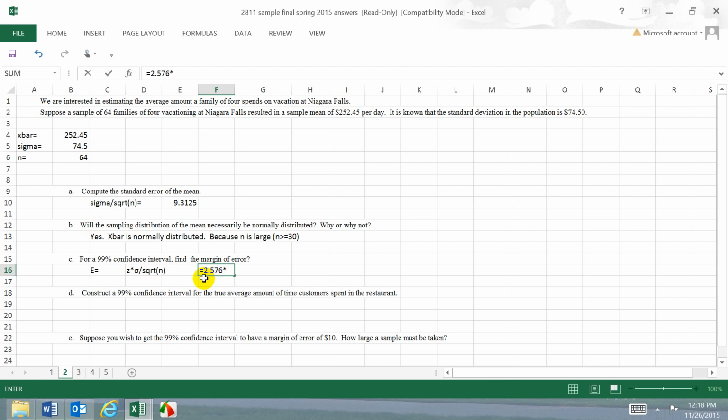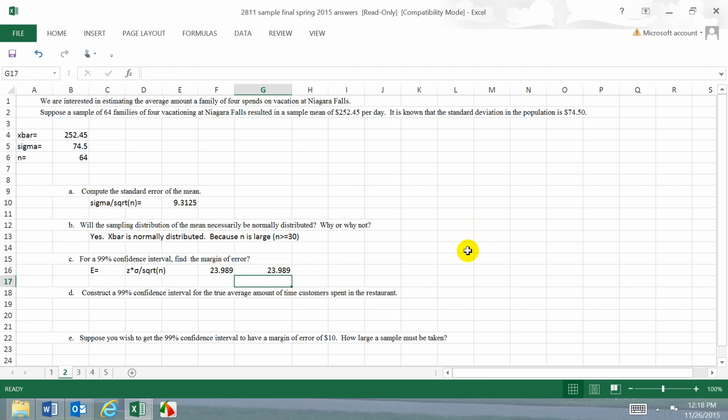2.576 times sigma over the square root of n. I can plug in sigma, 74.5, over the square root of 64. Or more simply, I can say it's equal to z, 2.576, times the standard error, which we've already calculated before. And there you have it. Okay, so that is the margin of error.